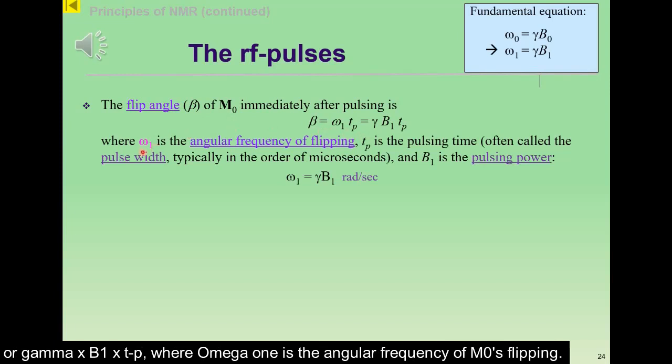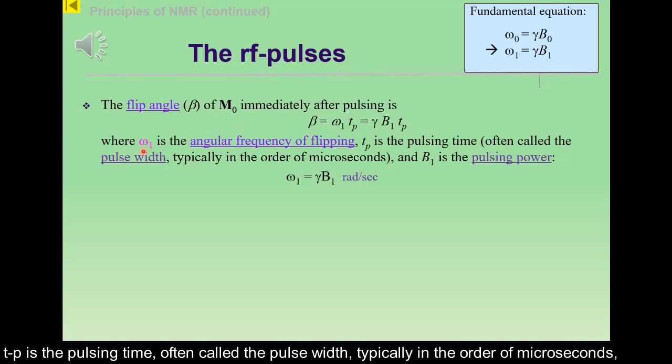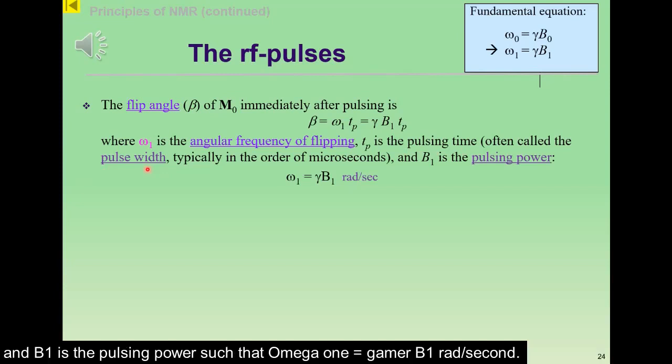where omega 1 is the angular frequency of M0 flipping. Tp is the pulsing time, often called the pulse width, typically in the order of microseconds. And B1 is the pulsing power, such that omega 1 equals gamma B1 radian per second.